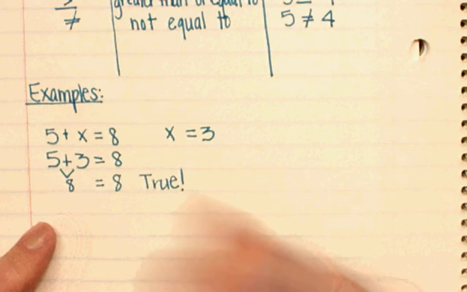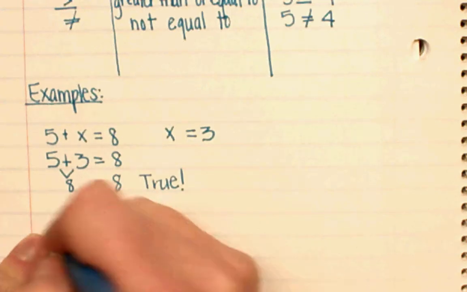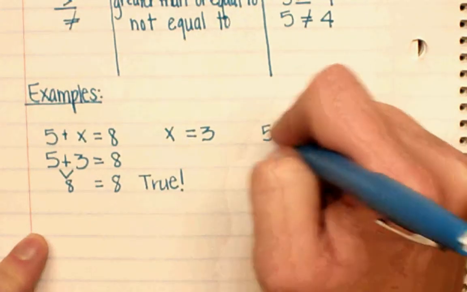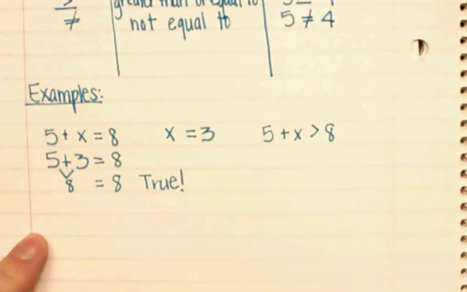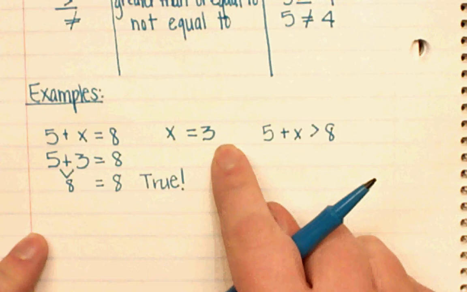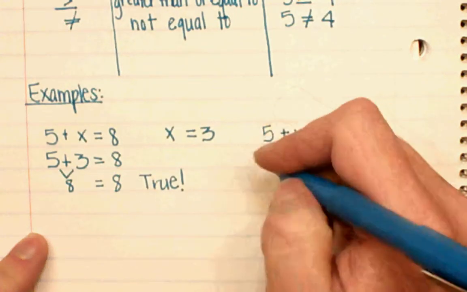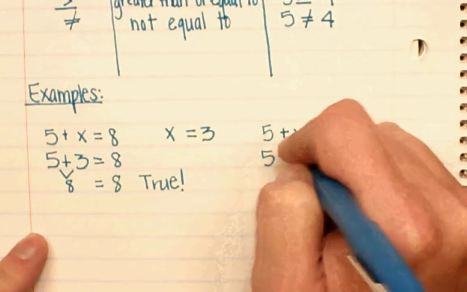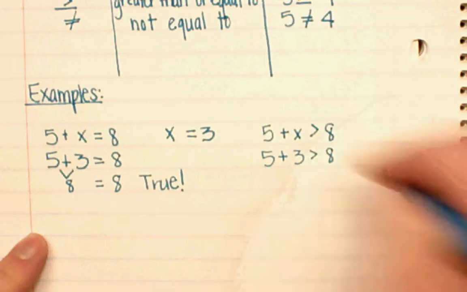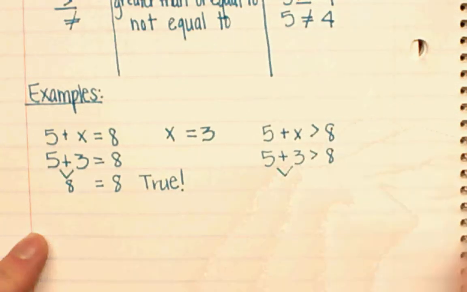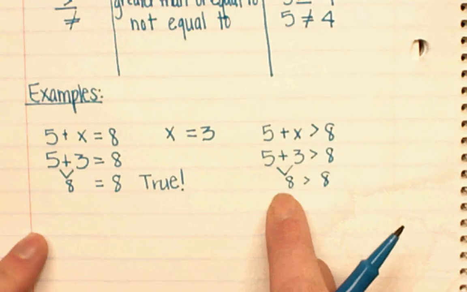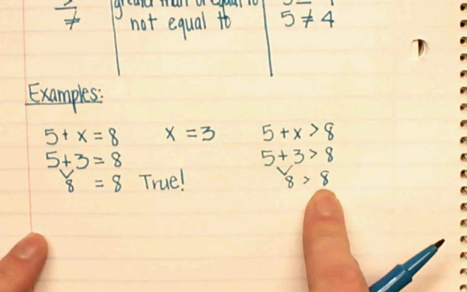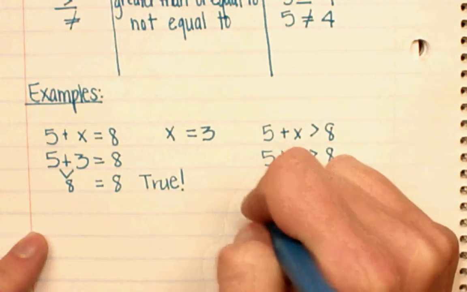Okay, let's use the same numbers, but I'm going to use a different inequality symbol now. 5 plus x is greater than 8. Still having x equal 3. 5 plus 3 is greater than 8. And you have to solve. 5 plus 3 is 8. And now look, is 8 greater than 8? This is false.